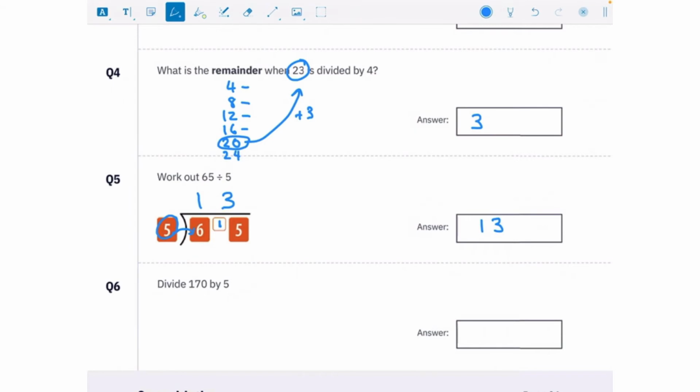We're going to use the same method here to do 170 divided by 5. So how many 5s fit into 1? Well, none. It doesn't fit in at all, and we haven't used that 1 up, so we're going to carry it over onto the 7, and that's now 17. How many 5s fit into 17 a whole number of times? Well, 5, 10, 15, that's 3 whole times. And because that was 15, we've got 2 left over. 5 into 20 goes 4 whole times. So our answer is 34.